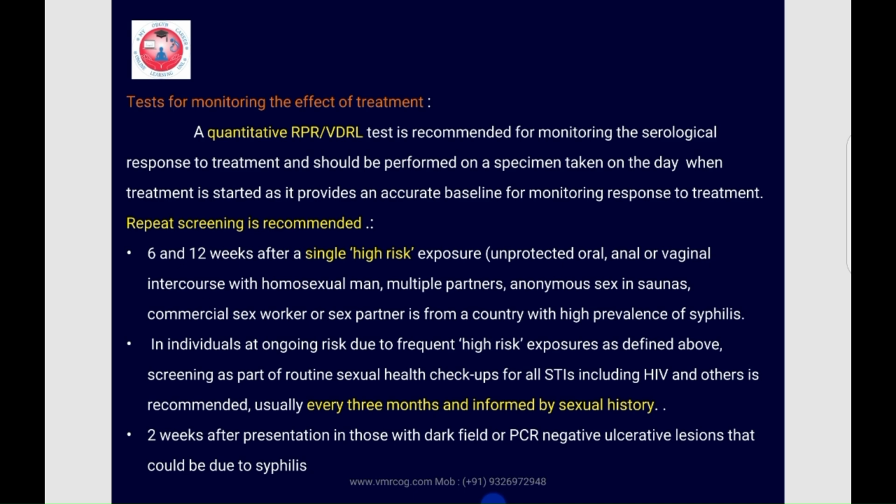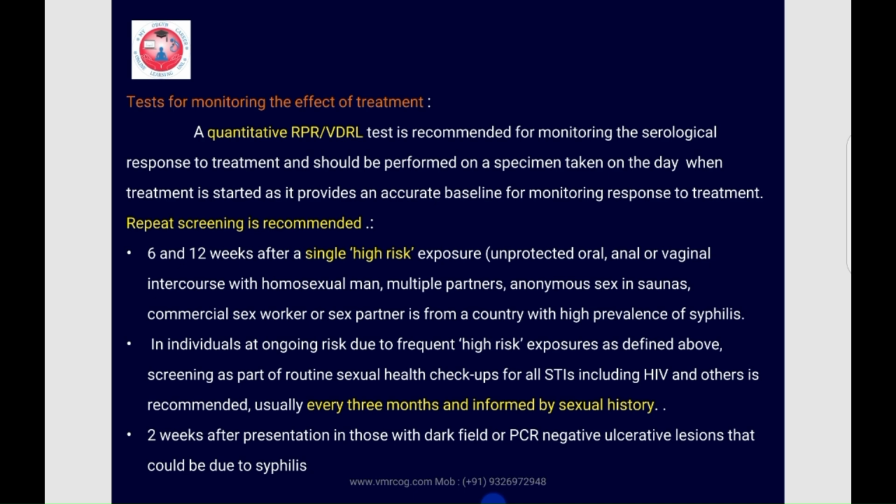Now, if the exposure is continuous, if there is an ongoing risk behavior, in individuals at ongoing risk due to frequent high risk exposure as defined above, screening as a part of routine sexual health checkup for all STIs including HIV and others is recommended, usually every 3 months and informed by the sexual history. So in that case, we have to carry out the battery of tests for all STIs including HIV, and we will repeat every 3 months if there is continuous high risk exposure.